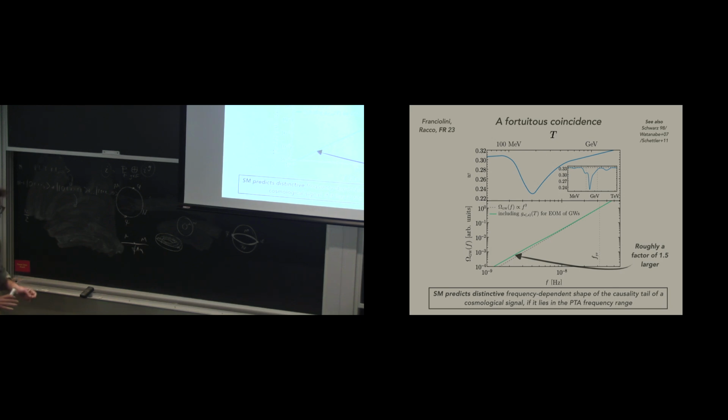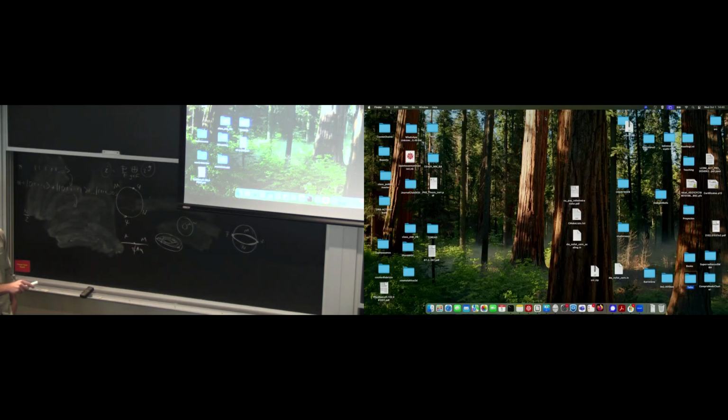So the message here is the following: the causality tail, as we have just seen, in pure radiation domination would go like k cubed. But due to a Standard Model prediction, the QCD crossover, you see that the frequencies coincide very precisely with the frequencies where PTAs are observing. You actually get a deviation in the causality tail that is not just k cubed, but has a slight modulation at these frequencies.